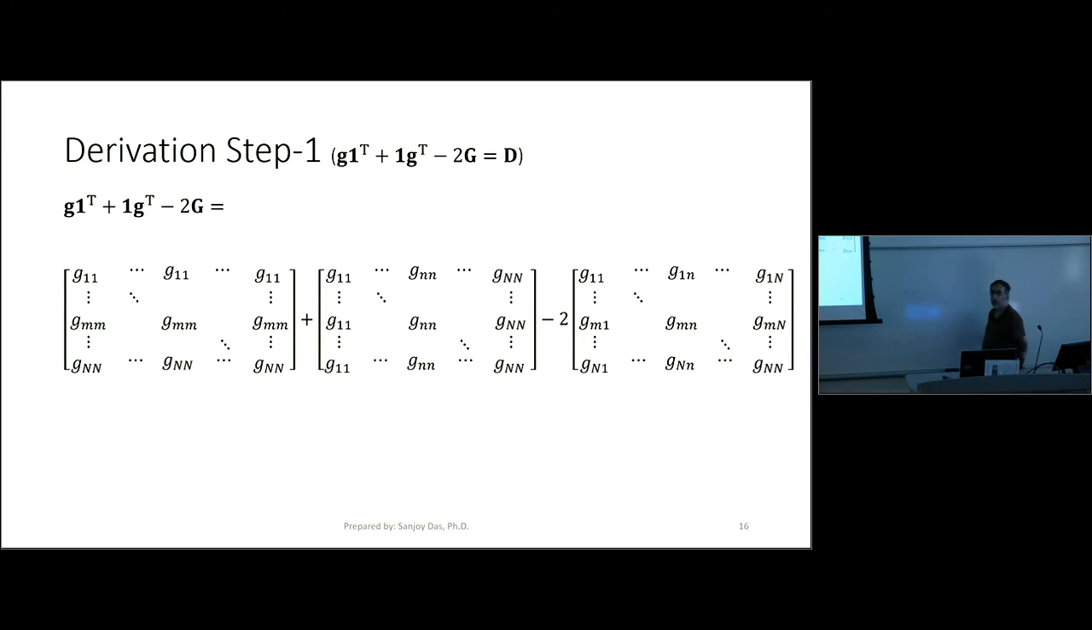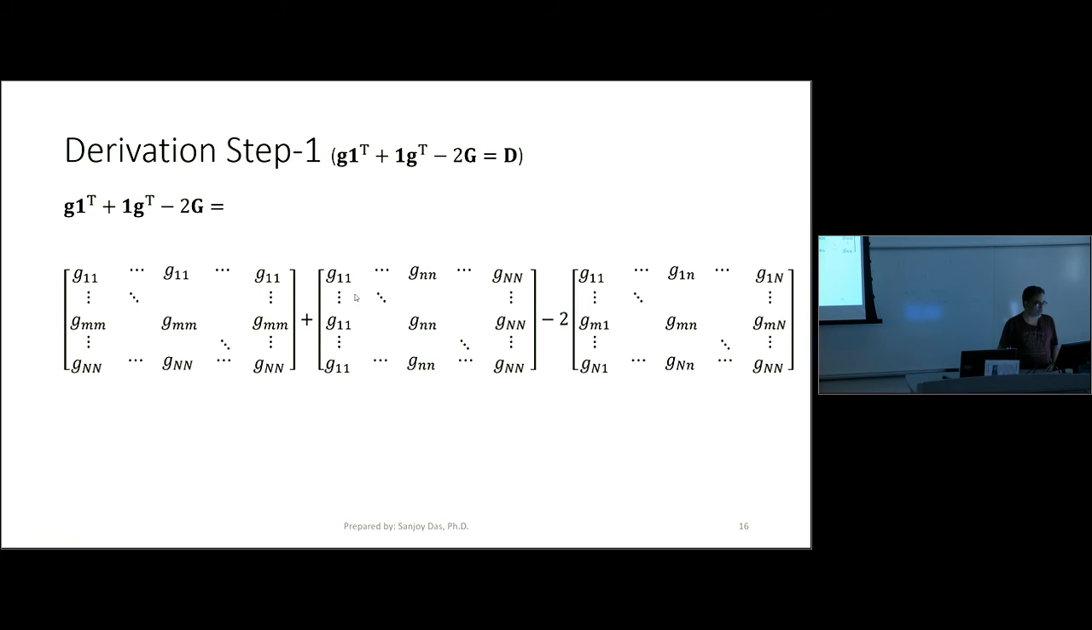So G1 transpose plus 1G transpose, negative 2G, equals, next, that's what we will show is equal to D, the square distance matrix. This is my G1 transpose. Each column is my vector G, which comprises the diagonal elements of the gram matrix, of course. So G11 until GNN, again G11 until GNN, repeated n times.